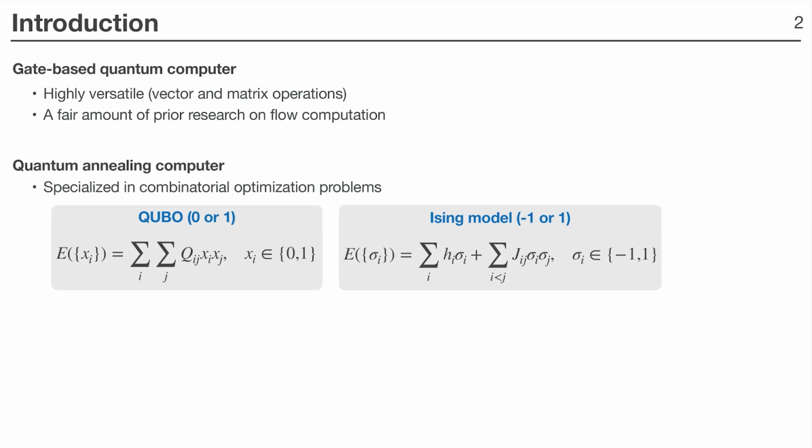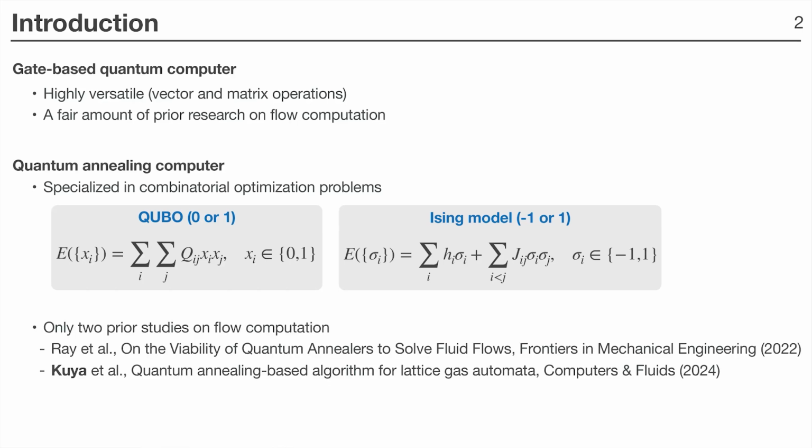So what you can solve is either the Kubo model or the Ising model. These are the cost functions. In the Kubo model, you have 0 or 1, and in the Ising model, you have -1 or 1. But these equations are equivalent. What you can obtain by quantum annealing is the optimum solution, which is the combination of x_i or sigma_i that minimizes these cost functions. That's it. These cost functions are very different from the Navier-Stokes equations. That's why when you search on Google, you cannot find much research about flow computation for quantum annealing.